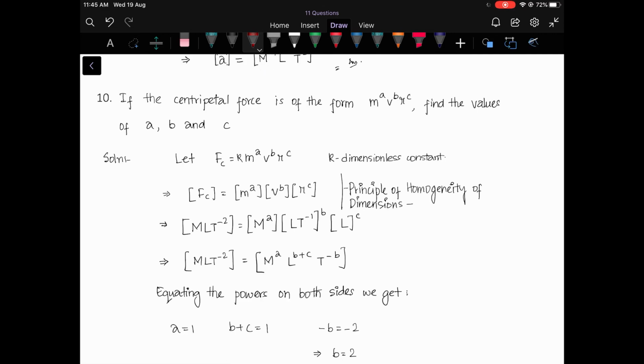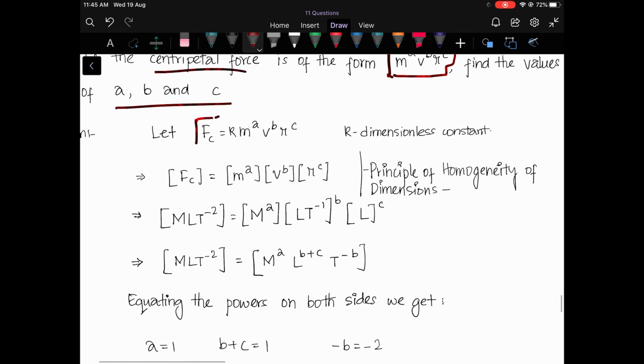The next question says the centripetal force is of the form m to the power a, v to the power b, r to the power c. Find the values of a, b and c. Let's say we have written centripetal force as this, and centripetal force depends on this, this and this.